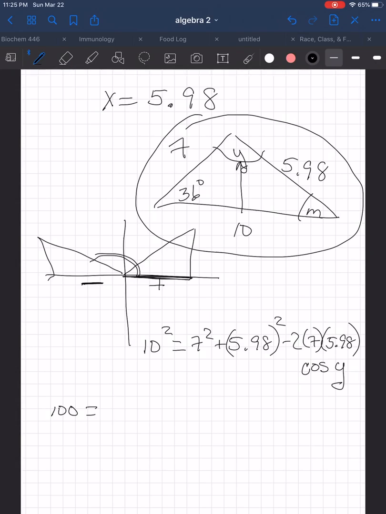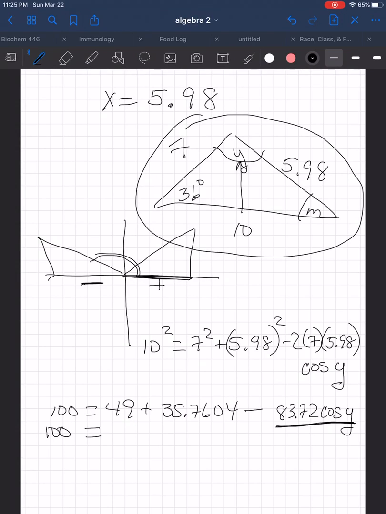This will be 100 equals 49 plus 5.98 squared is 35.7604 minus these multiplied, 14 times 5.98 is 83.72 times the cosine of Y. All right, now see, this is multiplied by the cosine of Y. So we can't add it to these.